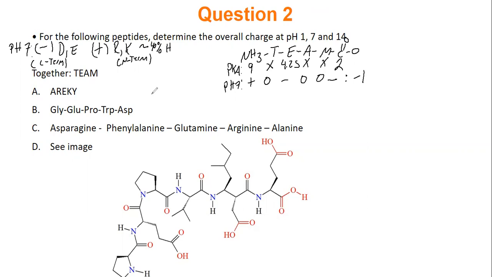All right, let's figure out what the charge of this peptide is at a pH of 1. Now remember, when it comes to pH, the lower the number, the higher the proton concentration. So the lower you go in pH, the more protons you have.